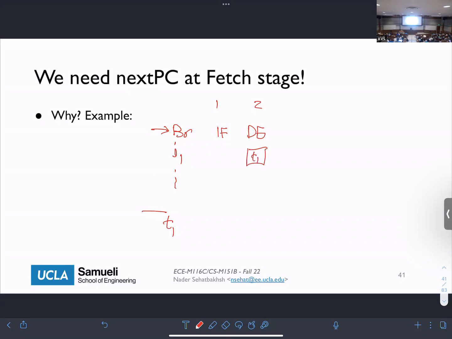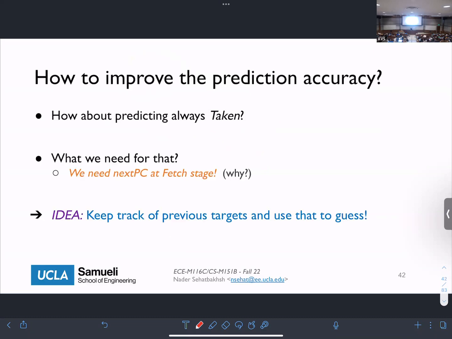So how do we get T1 at this point? We need to know what the next PC is at the end of this cycle, right? And we don't have that information. We have that information by these tricks that we did, at this point here. So we need to somehow move our next PC computation back to the fetch stage. Okay. Anybody has any doubts why we're doing this? Okay. So we need our next PC at the fetch stage. So let's see how we actually do that.